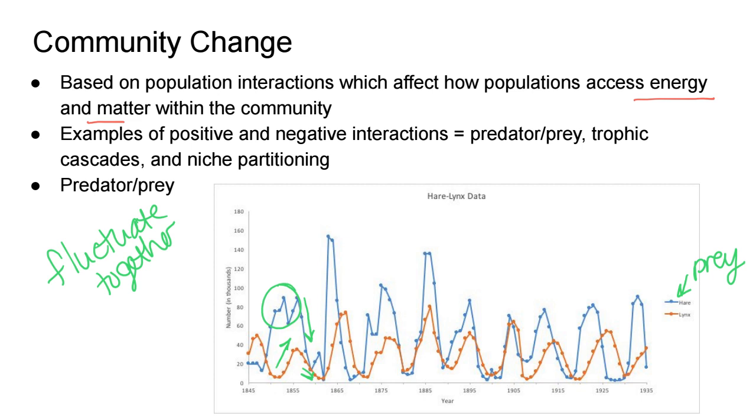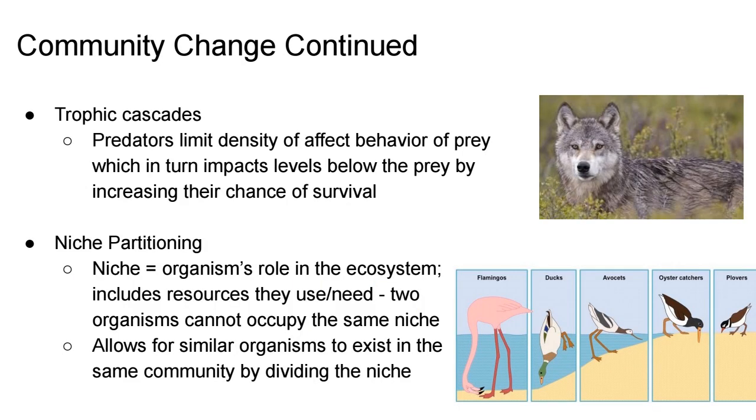And as a whole, that can impact the whole community, right? The amount of hares that I have in the community can impact other organisms other than just the lynx. So their predator-prey relationship can impact. Okay, so let's look at trophic cascades.